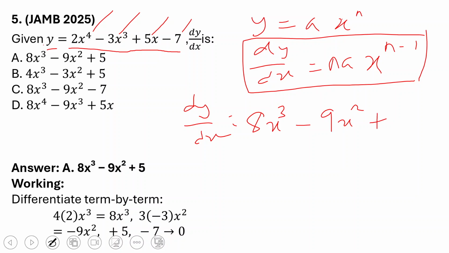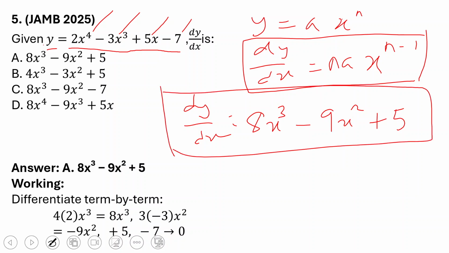Then, plus, now the power for the next term is 1. 1 times 5 is 5. At the same time, 1 minus 1 power is 0, so x to the power 0 is 1. That is why the differential of 5x is 5. And for a constant term, 7 is a constant term without any form of variable attached to it, so the differential of 7 is 0. So this is the final answer for that differential. So the answer is A.